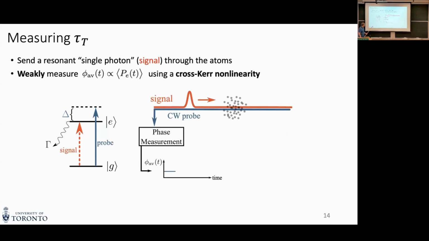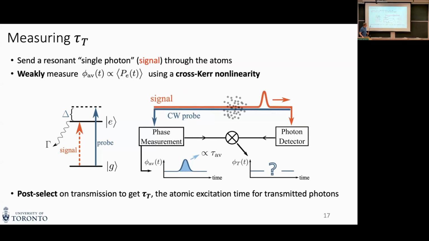So it's a similar setup to before. We still have a cloud of cold atoms. We have our pulsed signal beam, the CW probe. And so we send in this resonant signal photon, and it saturates the medium slightly, passes through, and we get some kind of phase shift. Again, this phase shift is proportional to the probability of having excited atoms. So if we integrate this signal in time, we'll get something proportional to this average excitation time. And then you can also post-select on detecting a photon in this transmitted mode. And you'll get some sort of a priori unknown signal. If we integrate that signal, whatever it is, that should give us something proportional to this excitation time caused by a transmitted photon.